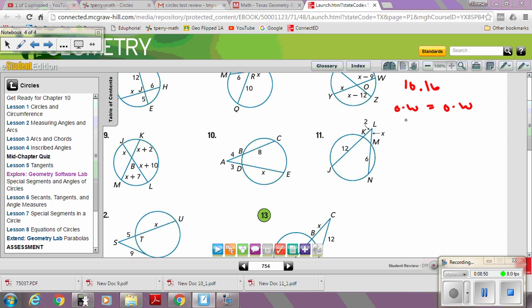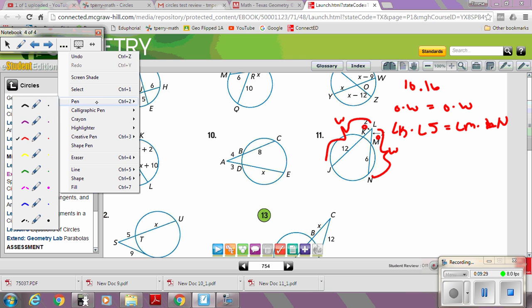All right, so the outside portion of the secant would be LK. The whole secant would be LJ. That's the secant on the left. Now on the right, we have LM as the outside portion, and the whole portion is LN. So outside times whole equals outside times whole.